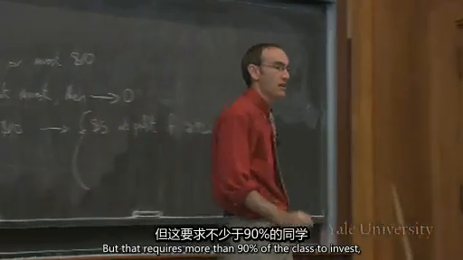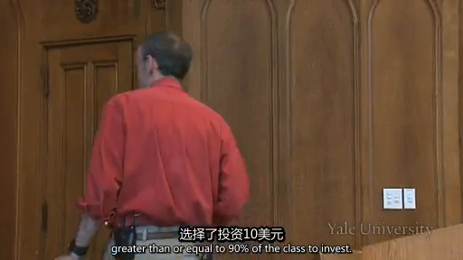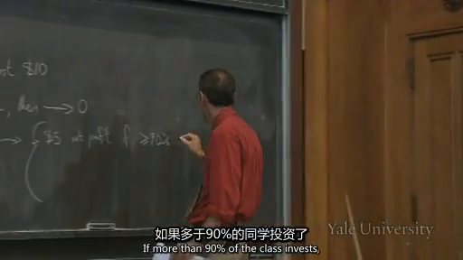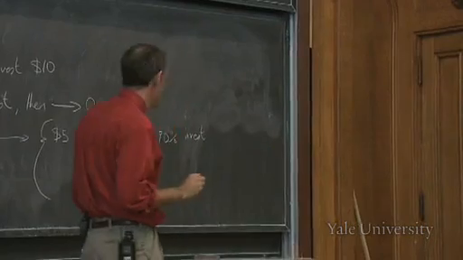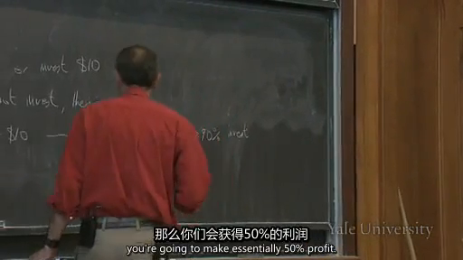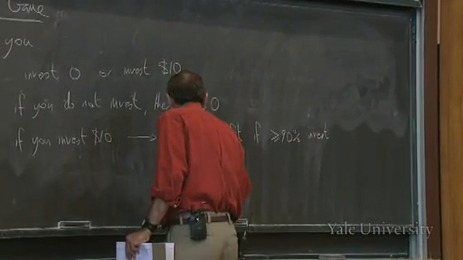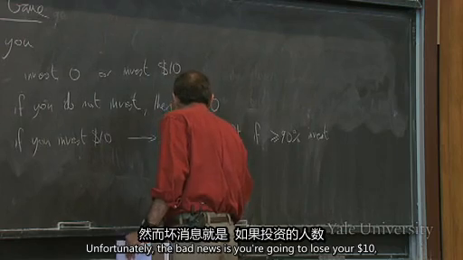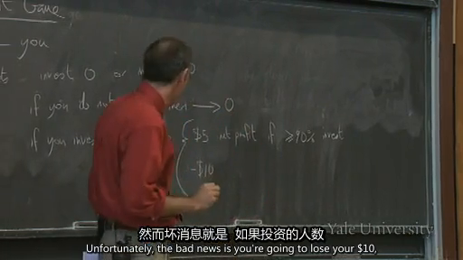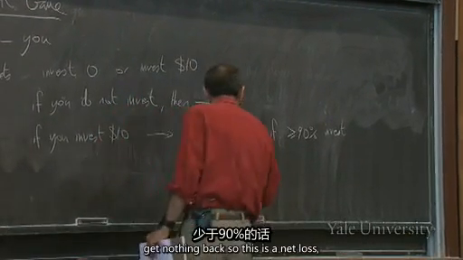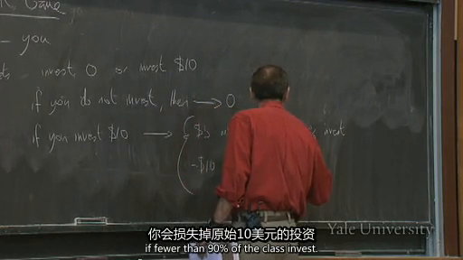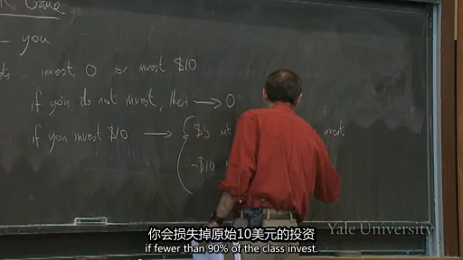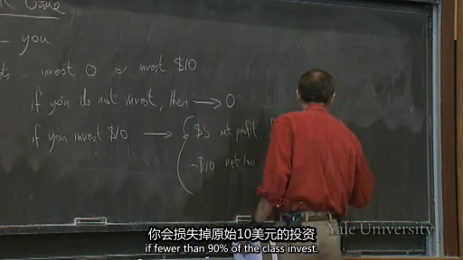That's the good news, but that requires more than 90% of the class to invest. Greater than or equal to 90% of the class to invest. If more than 90% of the class invest, you're going to make essentially 50% profit. And unfortunately, the bad news is you're going to lose your $10, get nothing back. So this is a net loss if fewer than 90% of the class invest.